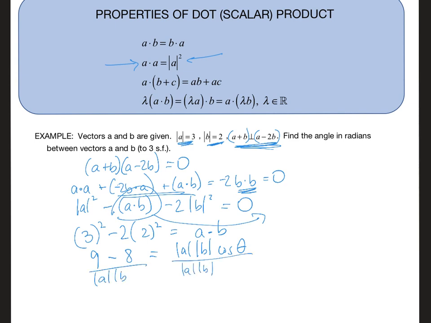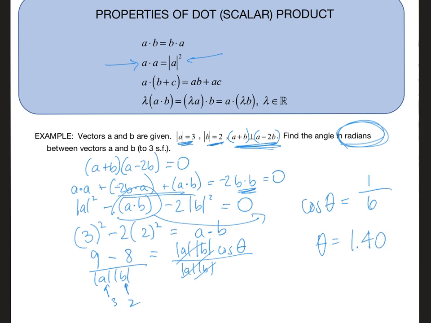Then I have some numbers to plug in, and this is where my calculator will come in. Simplifying this, 9 minus 8 on the top is 1. Multiplying those magnitudes together, we get 6, because this is a 3 and that is a 2. And then this is where your calculator comes in. Make sure that your calculator is in radians. So if you hit second cosine of 1/6, you should get 1.40.